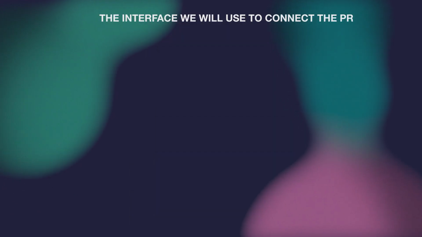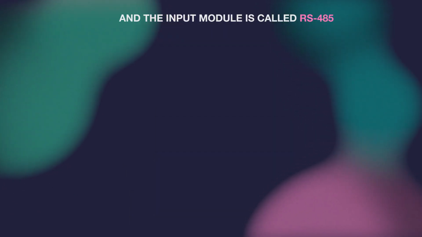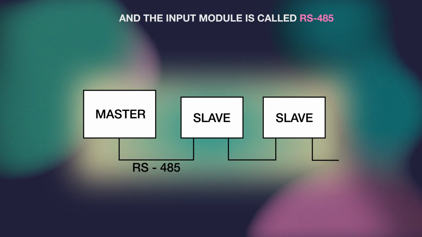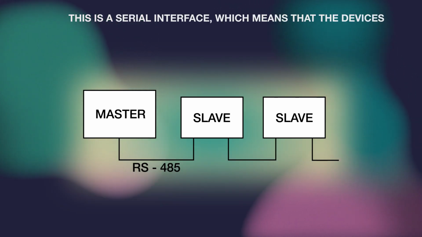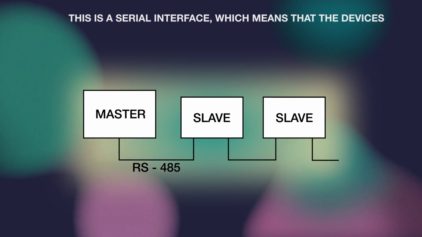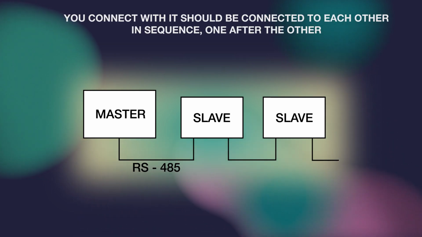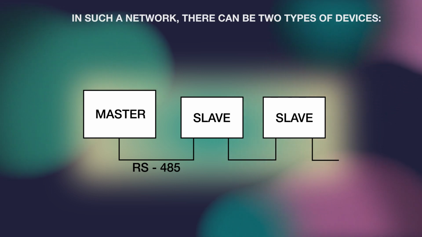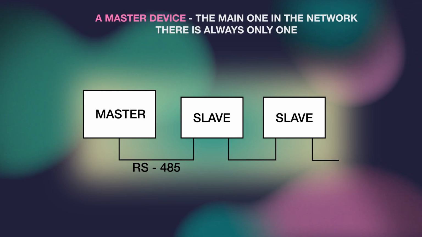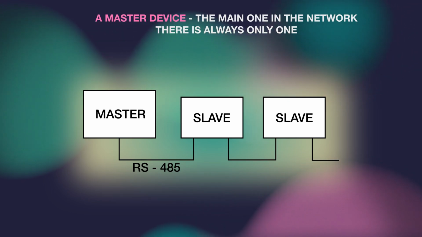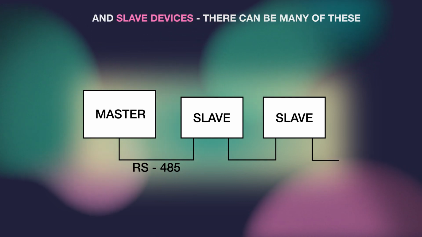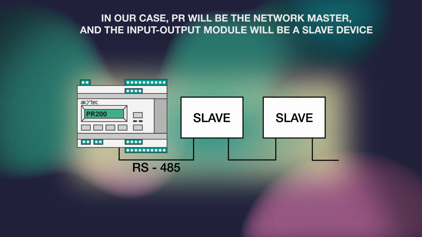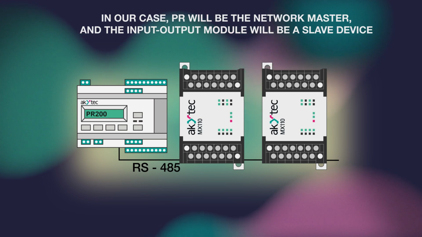The interface we will use to connect the PR and the input module is called RS485. This is a serial interface, which means that the devices you connect should be connected to each other in sequence, one after the other. In such a network, there can be two types of devices. A master device, the main one in the network, there is always only one of those, and the slave devices, there can be many of these. In our case, PR will be the network master, and the input-output module will be a slave device.